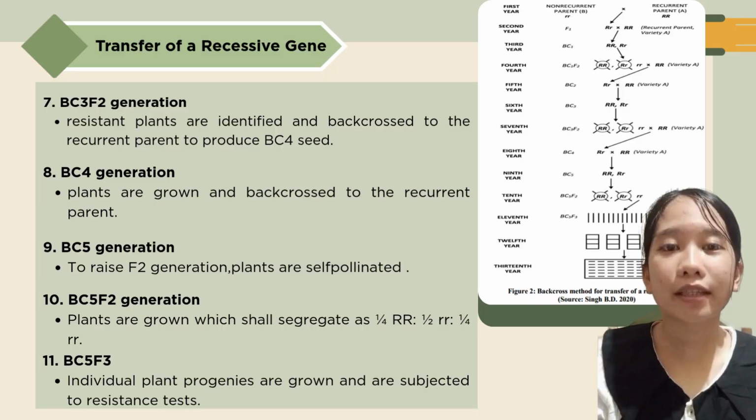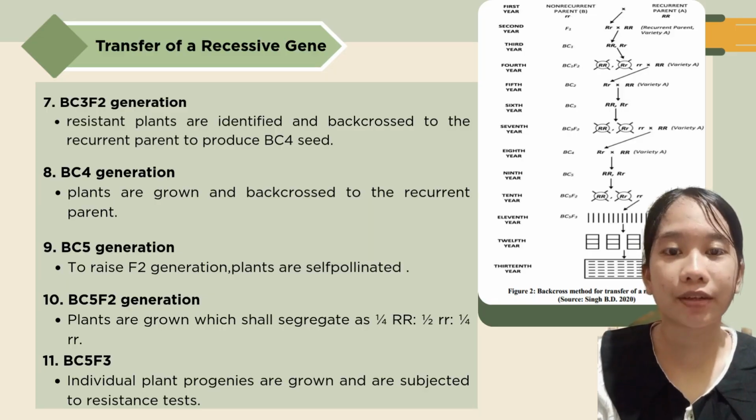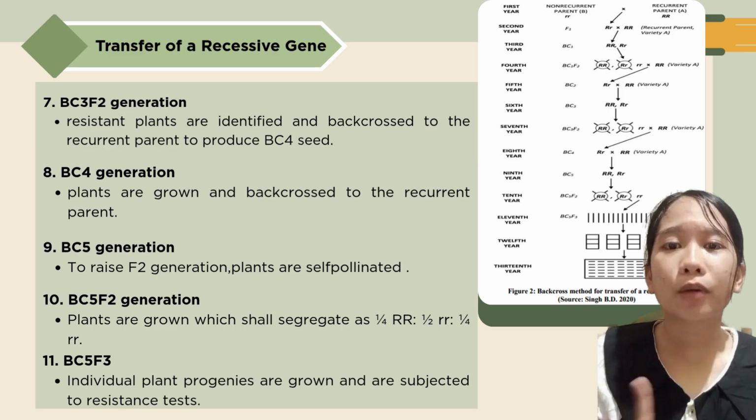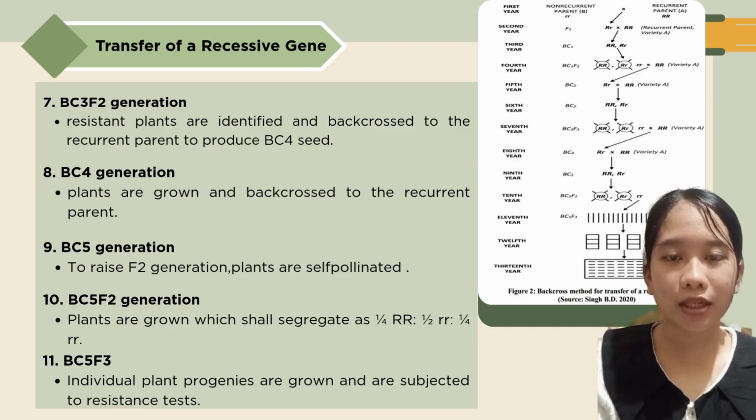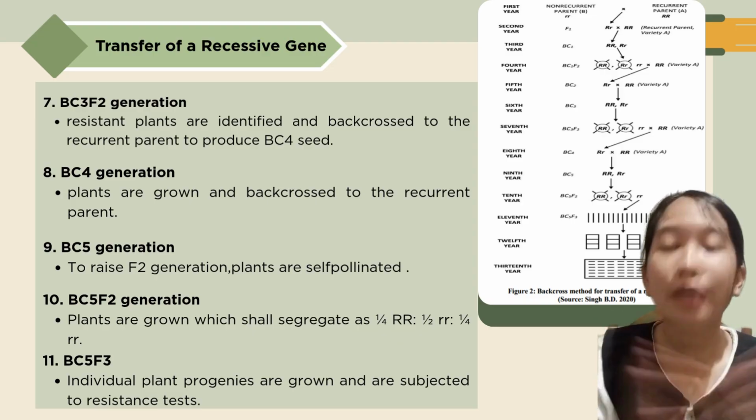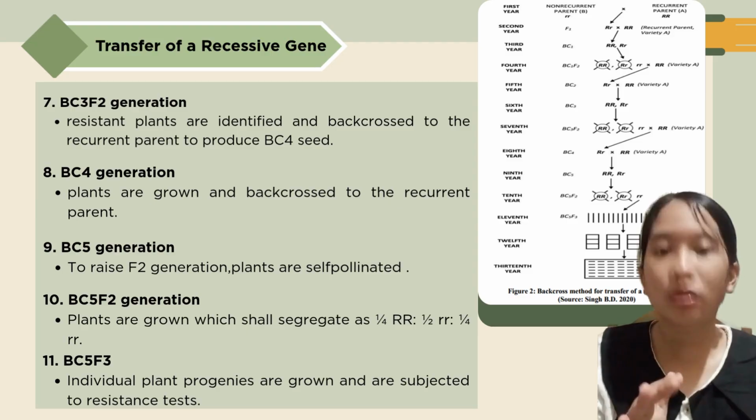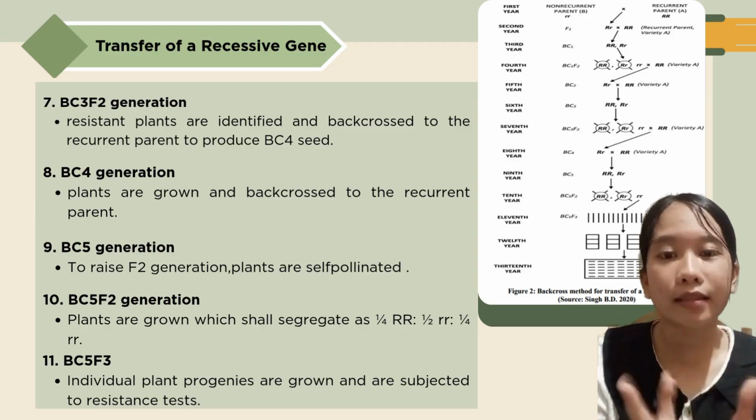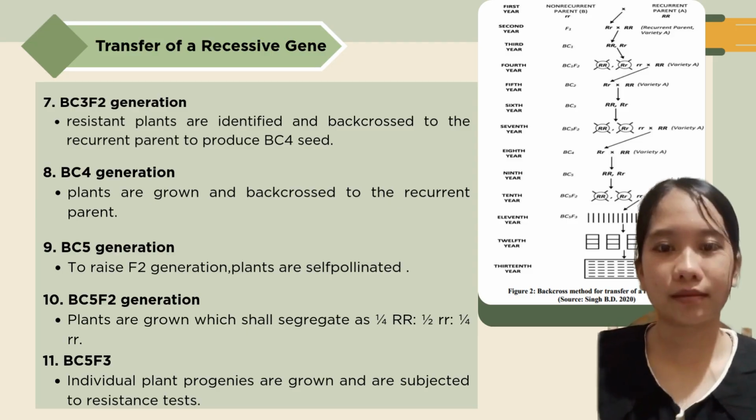For the testing or the BC5 F3 generation, individual progenies are grown and tested for resistance or the target trait to confirm successful transfer. And this is the last generation nga pag-cross atong mga desirable traits to the recurrent parent.